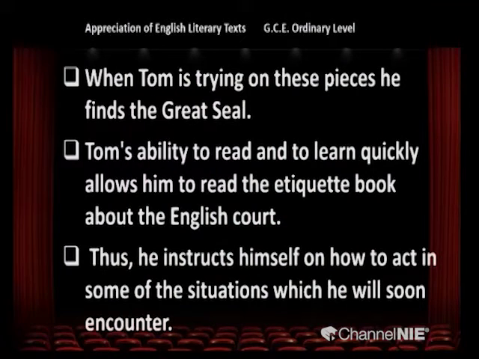Tom's ability to read and to learn quickly allows him to read the etiquette book about the English court. Yes, he finds a book, that book is about etiquettes in the palace. So, he reads it and gets the knowledge about the etiquettes in the palace. Thus, he instructs himself on how to act in some of the situations which he will soon encounter.